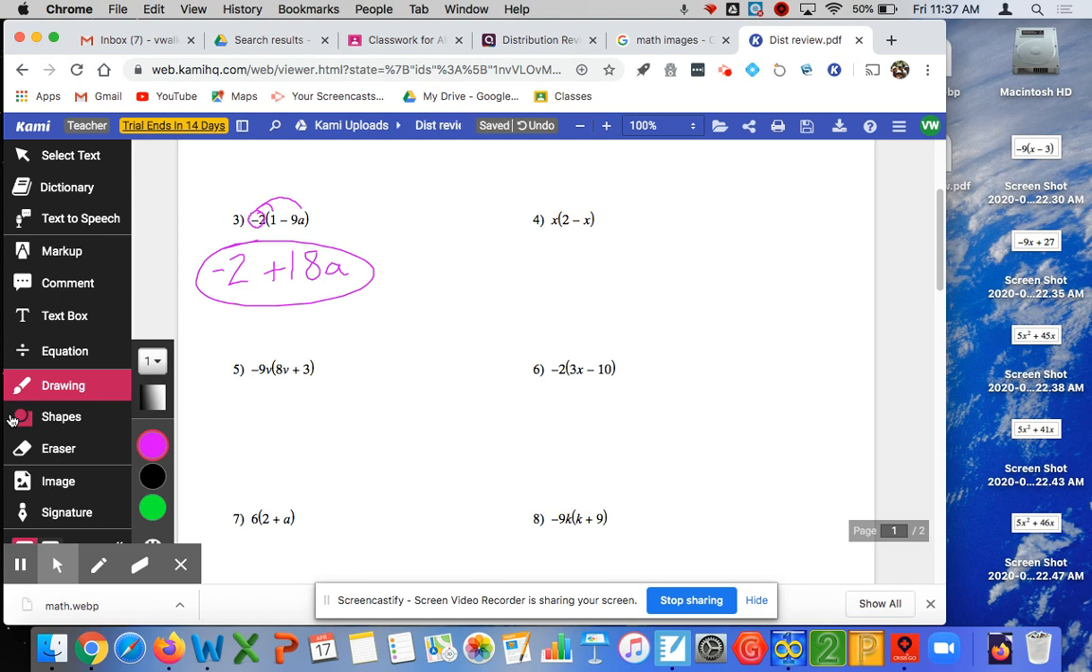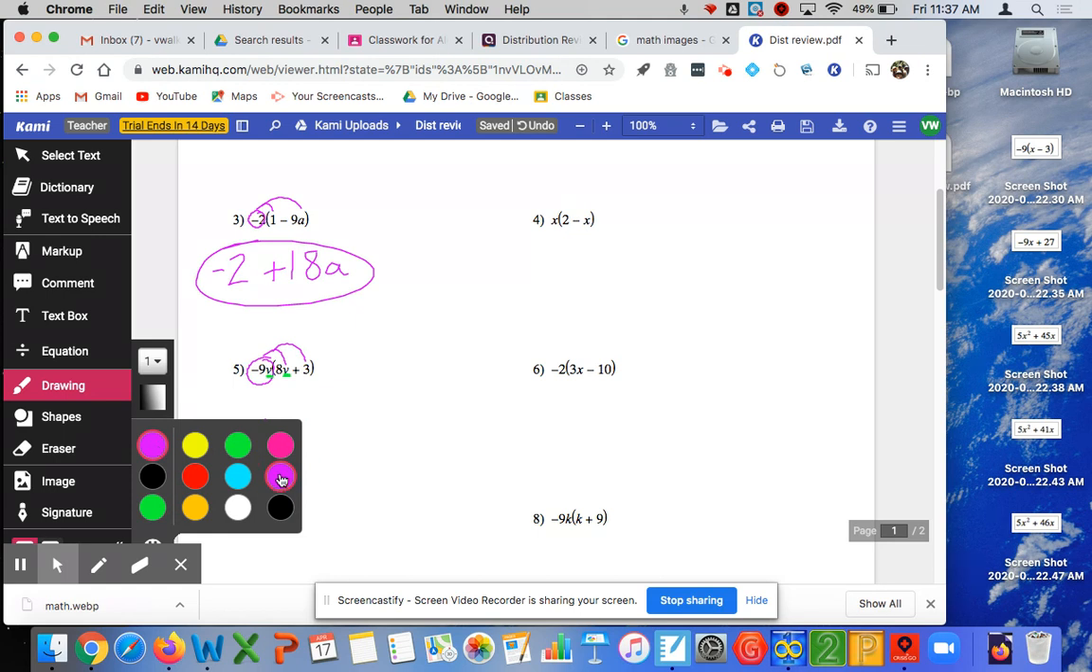Now let's go on to number 5. Number 5, we've got a negative 9v times 8v plus 3. Take that negative 9v, multiply it by both of the things in the parentheses. Negative 9 times 8 is negative 72. Now, here we need to count how many v's we have. We've got one v here and another v here.